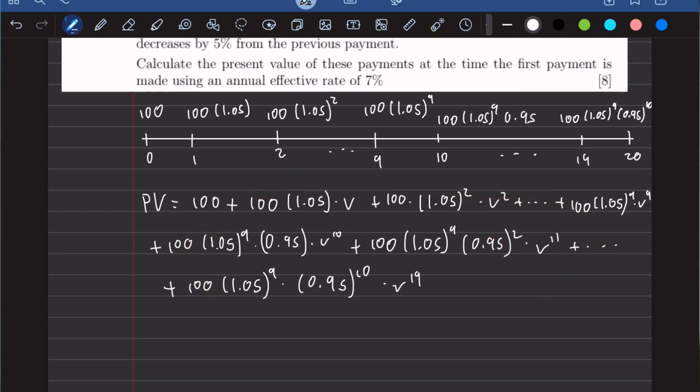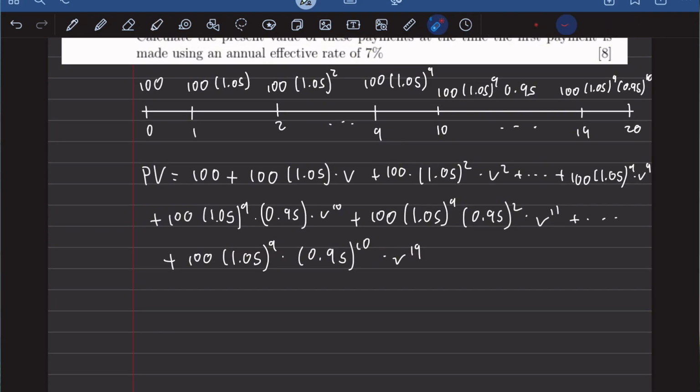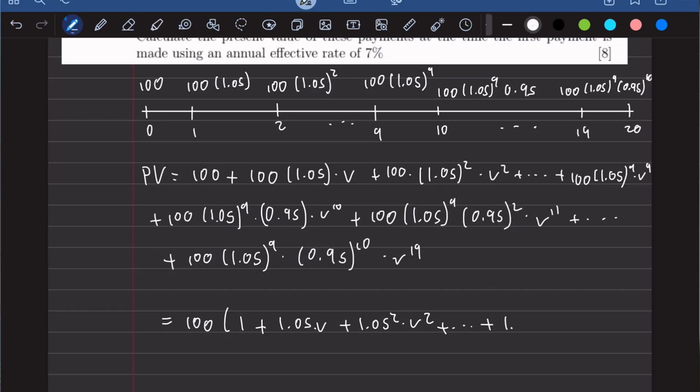And now we want to simplify this so we can use annuity formulas. I can immediately see that we can factor out 100, right? Because each of these in the first pattern has a 100 at the beginning. So when I factor out 100, it's going to be 100 times, 1 plus 1.05v plus 1.05 squared times v squared, and that's going to continue until it gets to 1.05 to the power of 9 times v to the power of 9.